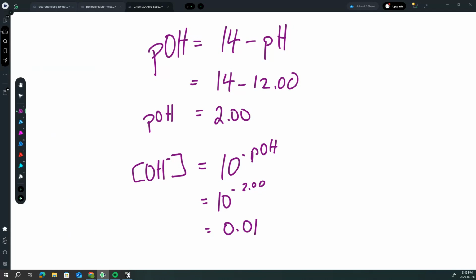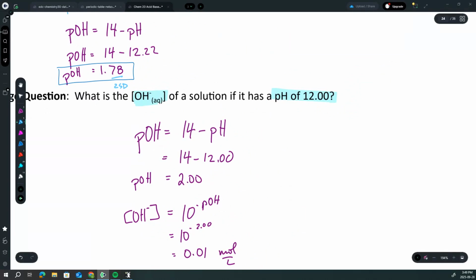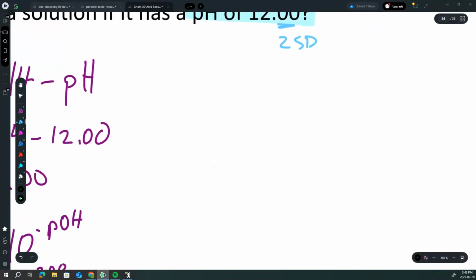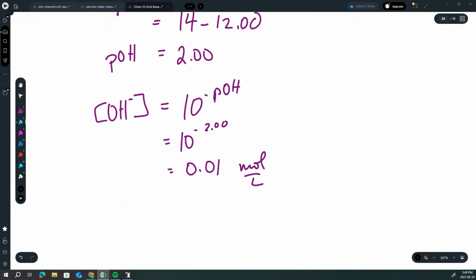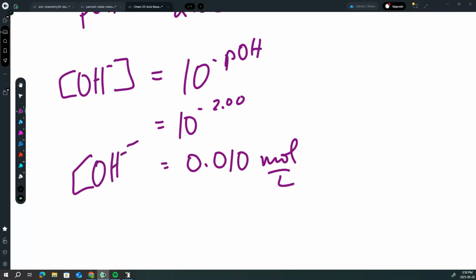And since this is concentration, that's moles per liter. Let's just double check sig digs. This has 2 sig digs here, so we want to make sure that our answer has 2 sig digs. Right now it only has 1 sig dig, so I'm just going to tack on another 0. And now it has 2 sig digs. So this is, oh, nope, that is not pOH. That's concentration of hydroxide.